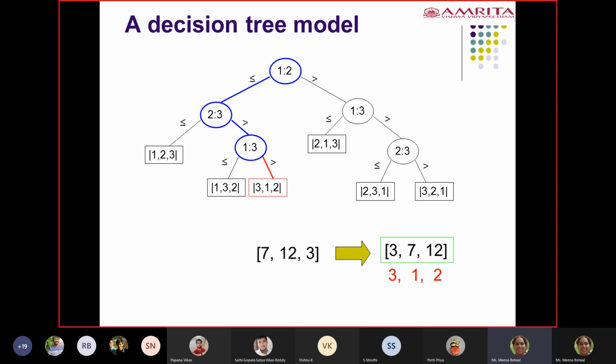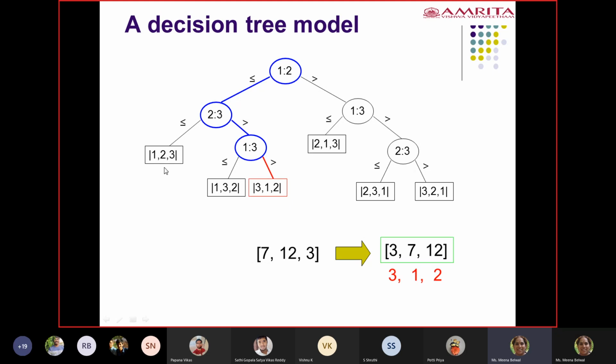No, a complete binary tree means all the nodes should either be a leaf node, or else all the nodes should have 2 children. That is the complete binary tree. Correct, students? I will not call this a complete binary tree.